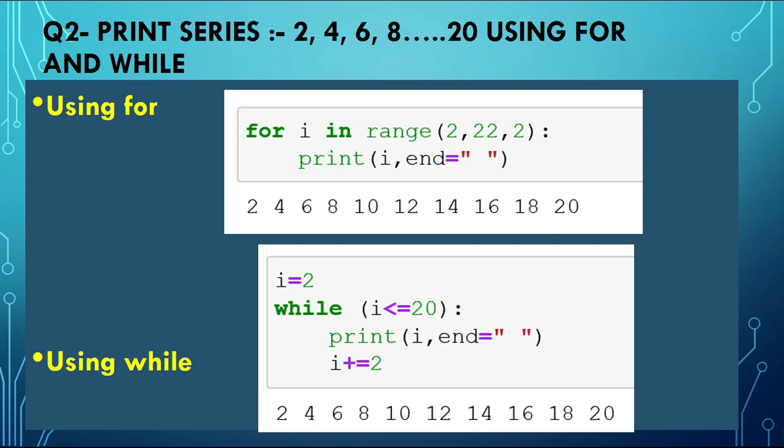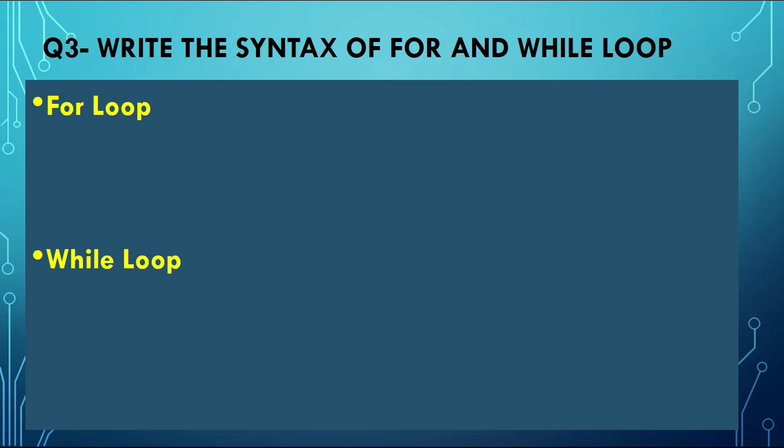And remember, inside the while loop we have to write i plus equal to 2, otherwise the value of i will not increase on its own, because in for it will increase on its own, but in the while loop we have to mention that. So we have to write i plus equal to 2, and now you can see the same output is coming. Question number 3, write the syntax of for and while loop.